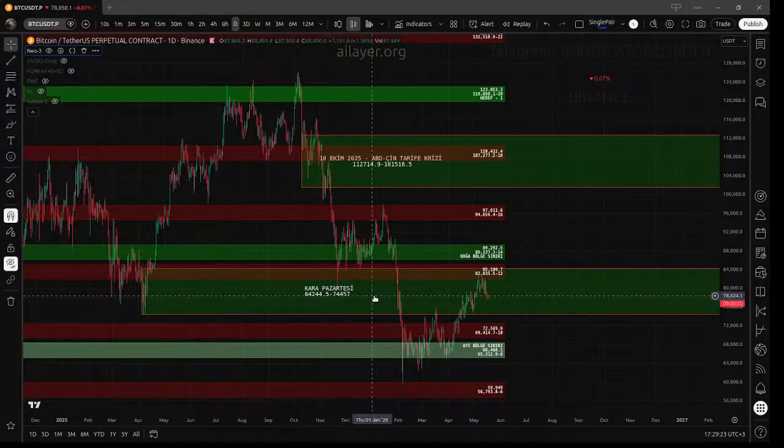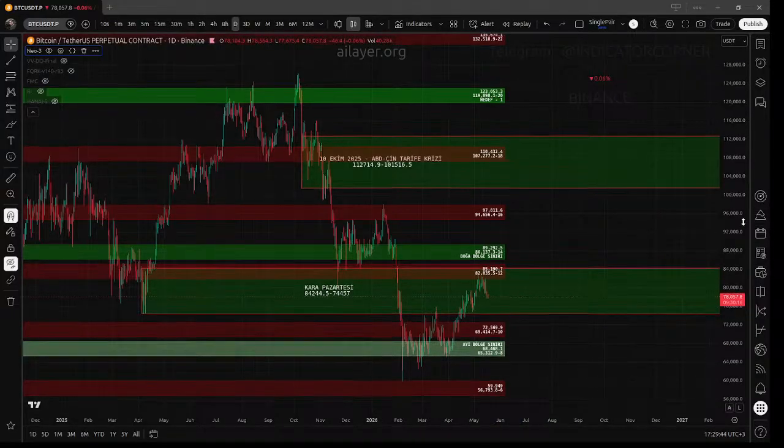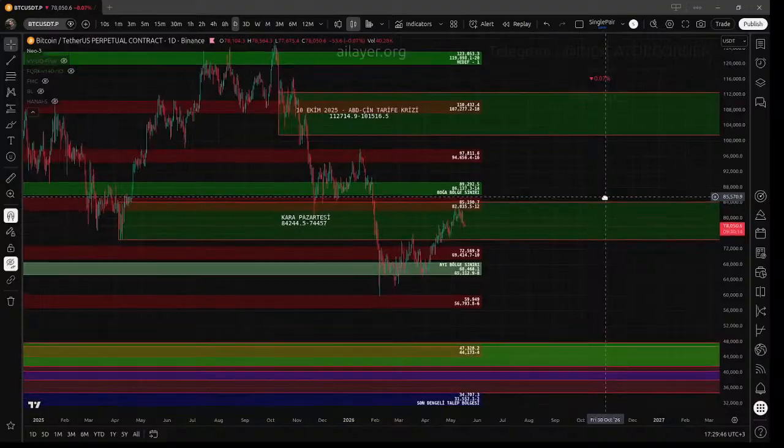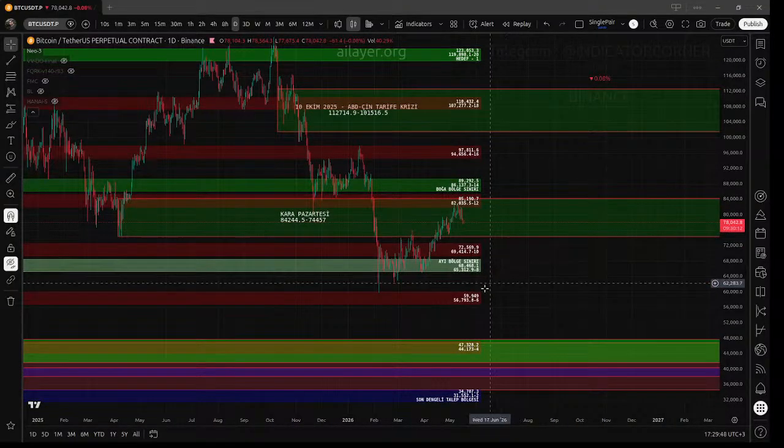Let's take a look at the major demand zones. Now, let's discuss the most important regions on this chart, because this is where long-term positioning becomes interesting. The 44 and 47K region. This region.